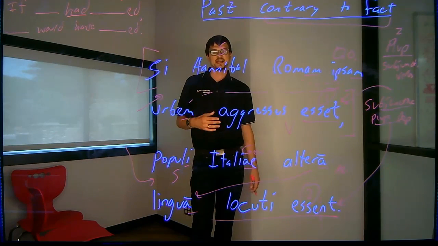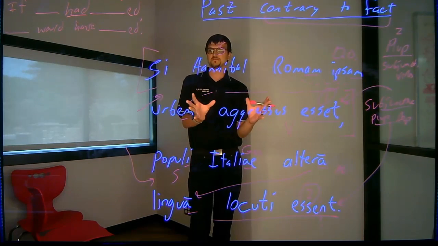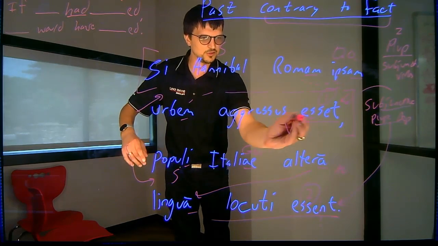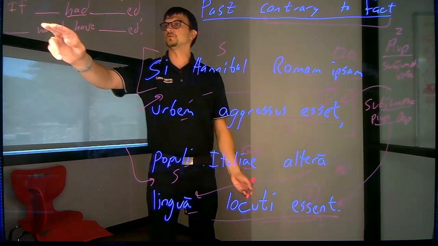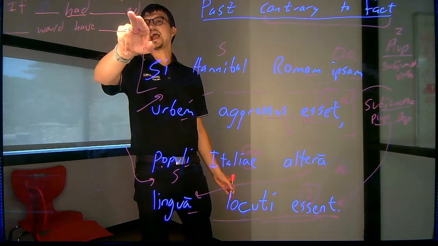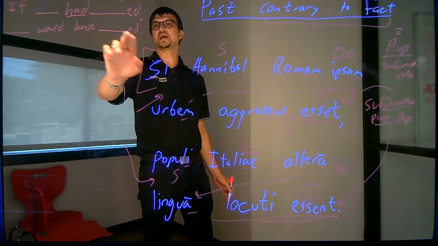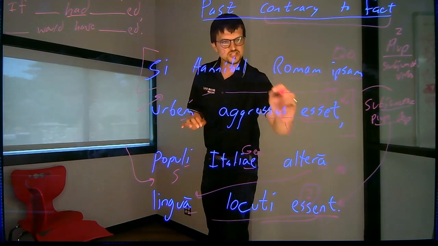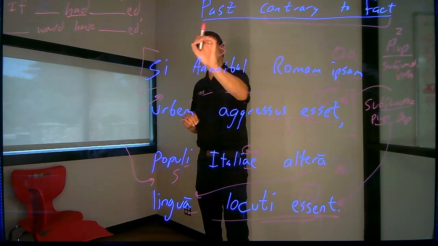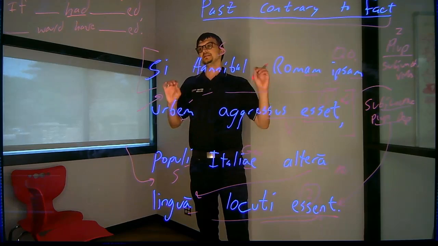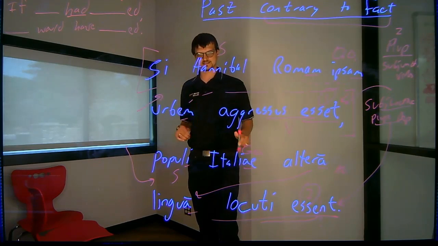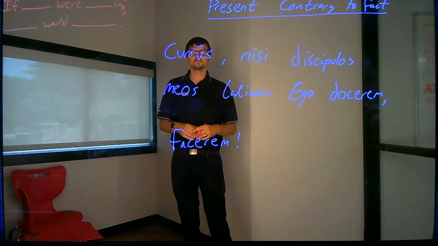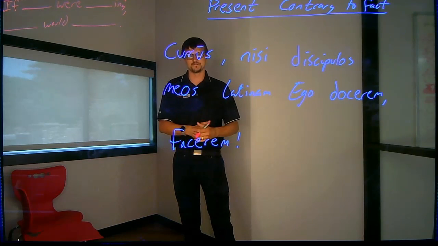All right. And so the biggest takeaway from this example is that when you have the past contrary to fact, you have that double pluperfect, and you're doing the if something had happened, something else would have happened. Okay? That's the formula here. So look for that double pluperfect subjunctive in your si clause. All right, next we're going to go to the present contrary to fact.